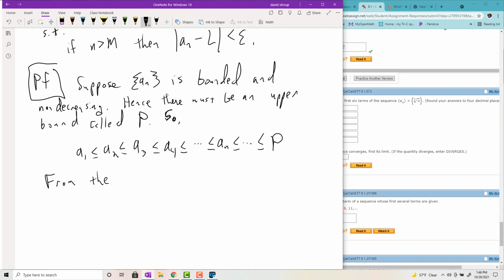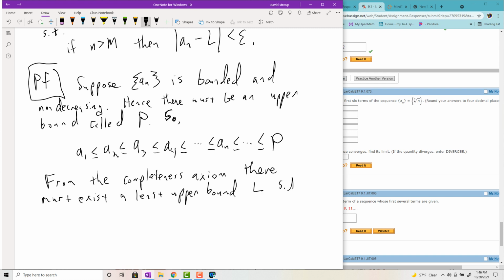From the completeness axiom, there must exist a least upper bound L such that the same thing holds true but with an L that is less than or equal to this P. Okay, so you have a sub 1 less than or equal to a sub 2 less than or equal to a sub 3 less than or equal to dot dot dot less than or equal to a sub n less than or equal to dot dot dot less than or equal to L.